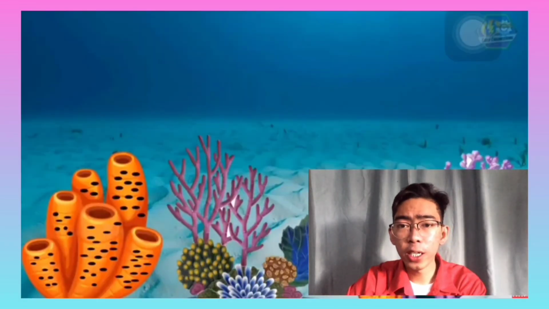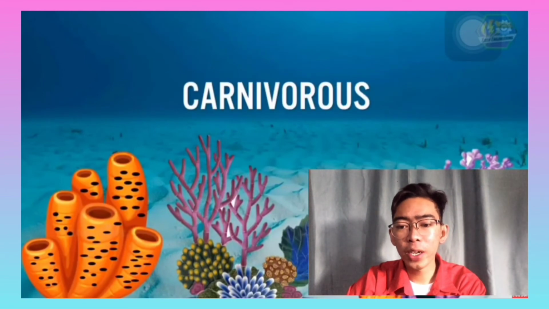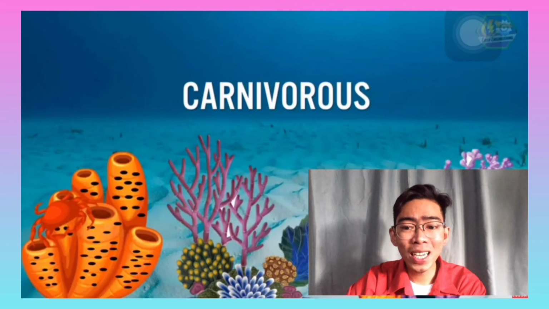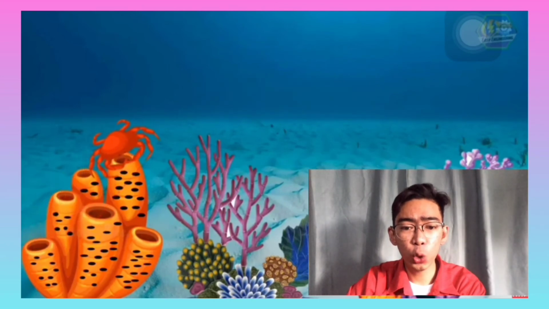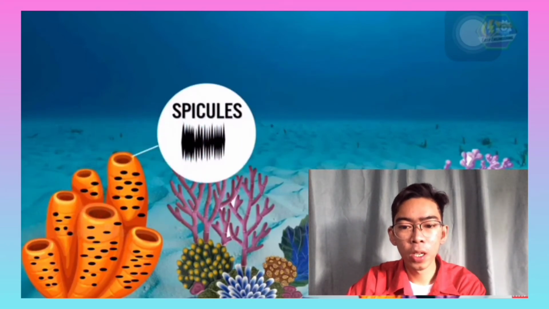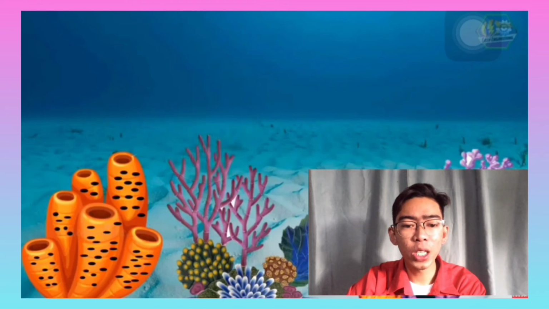All sponges are carnivorous. Their favorite food are the crabs. When a crab tries to pass across, the sponge immediately catches them with the help of Velcro-like structures called spicules. They also feed by filtering microorganisms from the water using their pores.